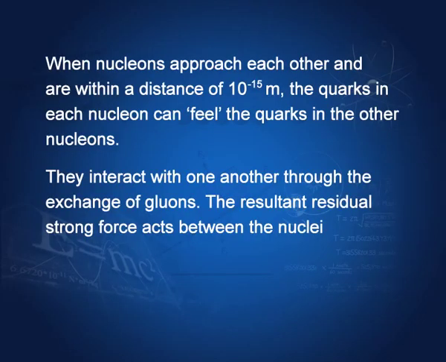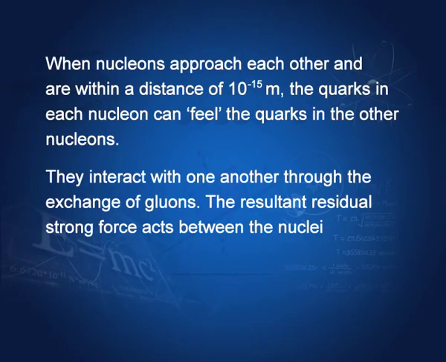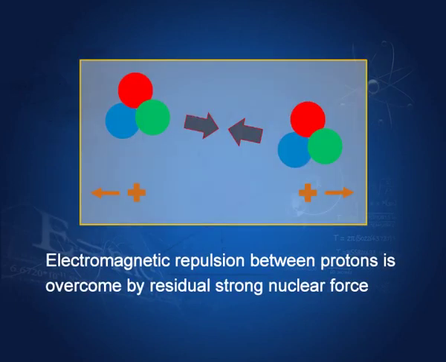You see, each nucleon, each proton and neutron, consists of three quarks. So, when they approach each other, a neutron for example, or a proton approaches another proton or another neutron, then these quarks inside these particles, they feel the force due to the other quarks.